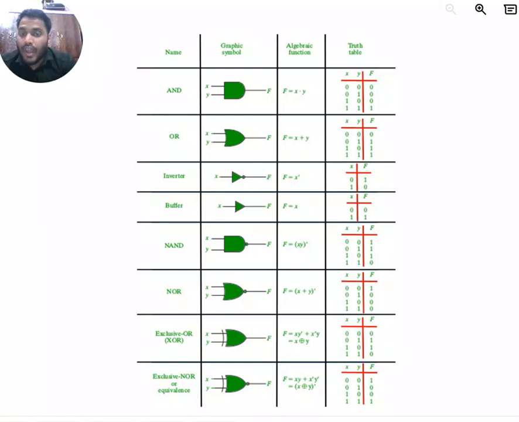Exclusive NOR or XNOR gate. The XNOR gate will produce the output as 1 if both the inputs are the same, in the sense that both inputs can be 0 or both inputs can be 1, then only the output will be 1.